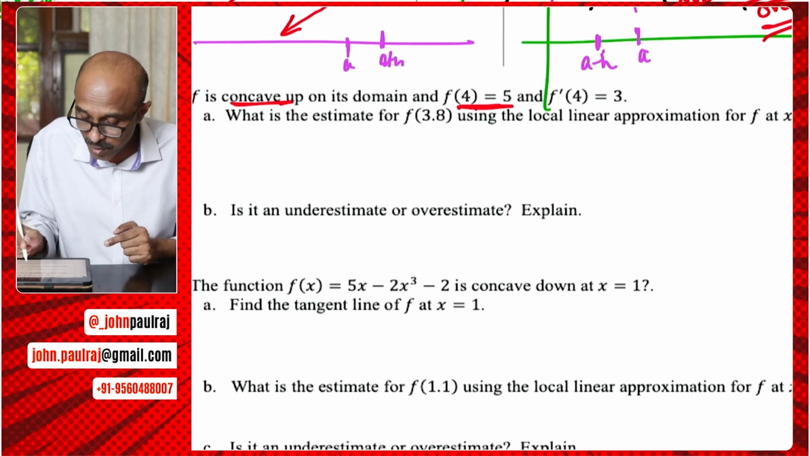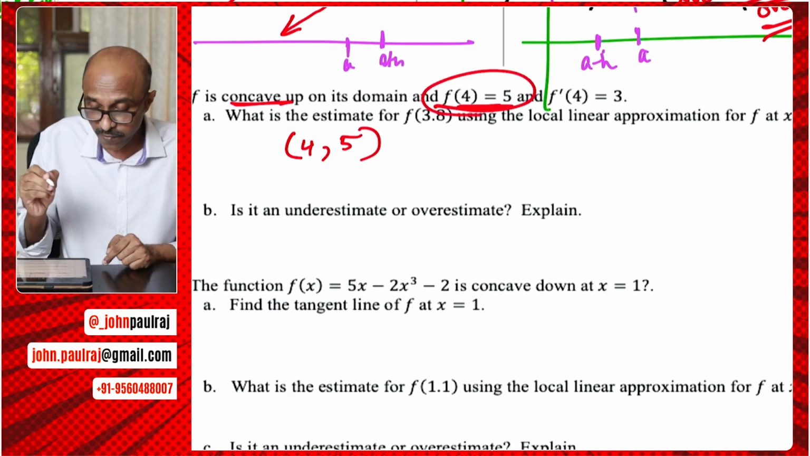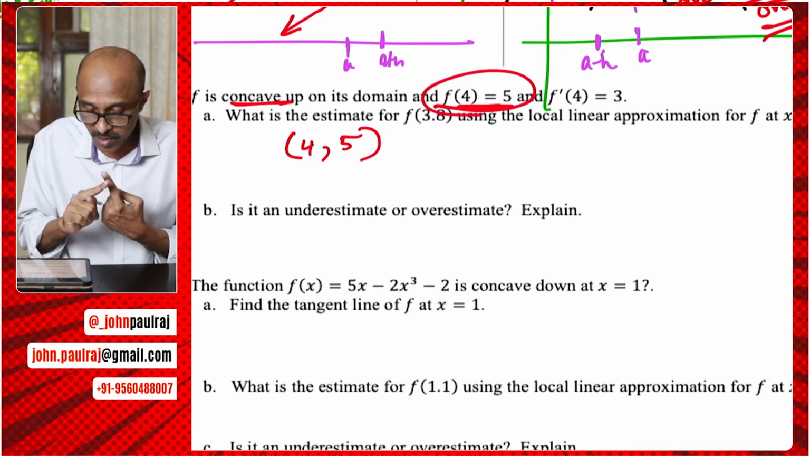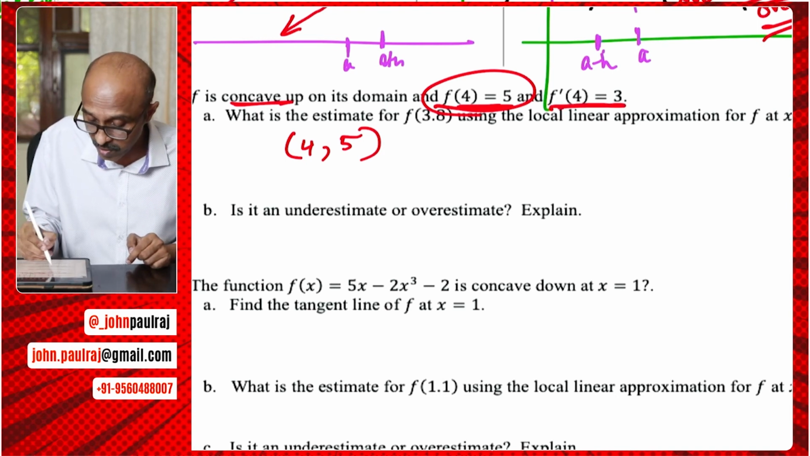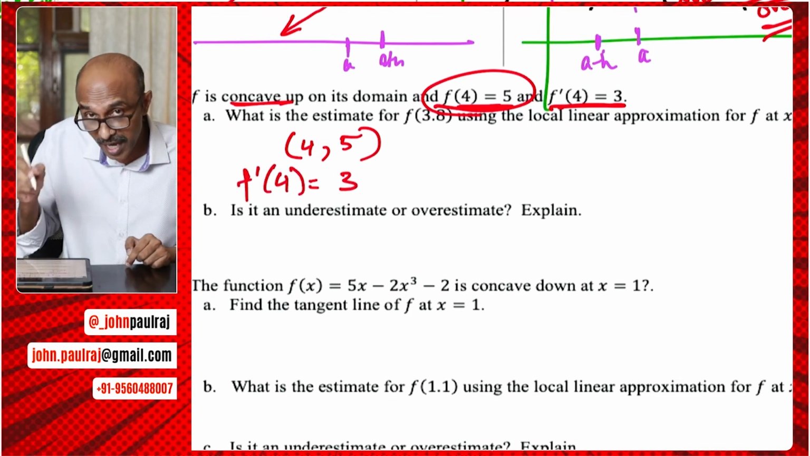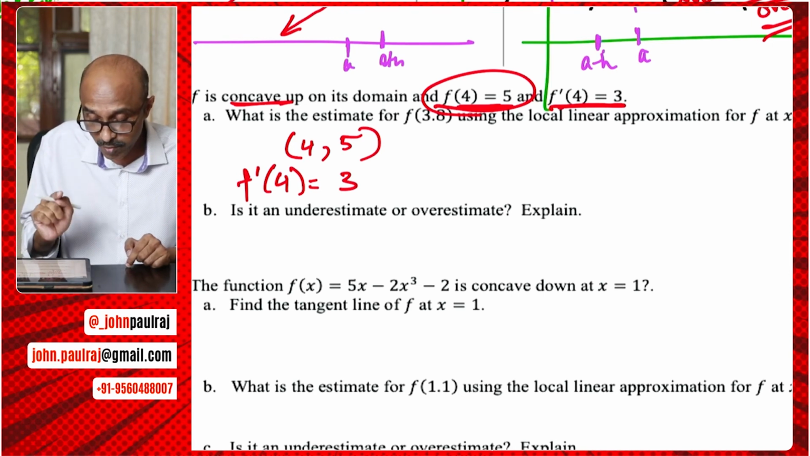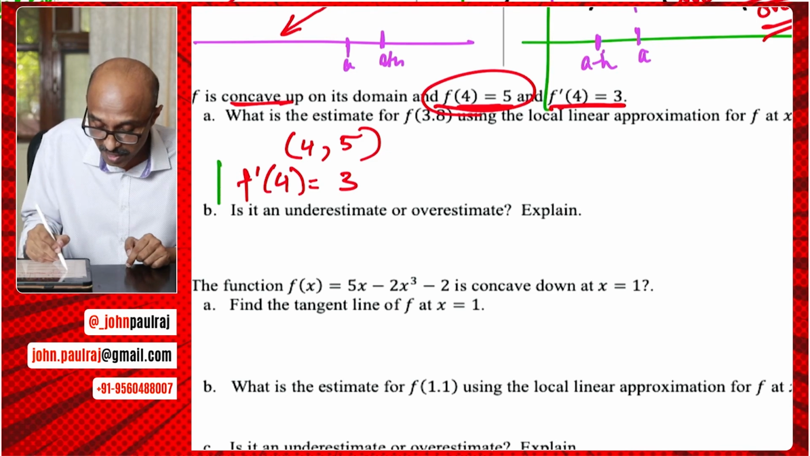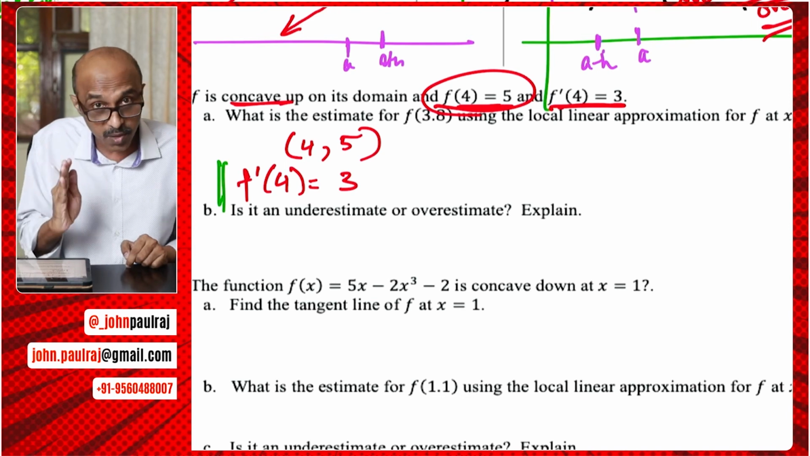In clear terms, f of 4 is equal to 5 literally means you're talking about a point with coordinates x is equal to 4 and y is equal to 5. That is what f of 4 is equal to 5 literally means, okay? x equals 4, y equals 5. And they've given another piece of information that f prime at 4 is 3. That's also important information. That means the slope of the tangent at x equals 4, if that's the base point, is going to be 3. We've already seen the meaning of the first derivative: the slope of the tangent at the base point x equals 4 is 3.